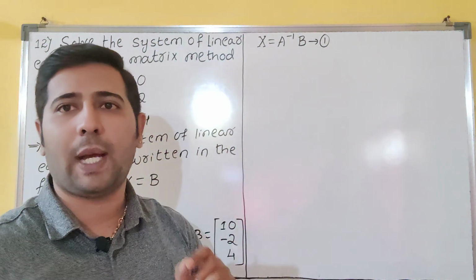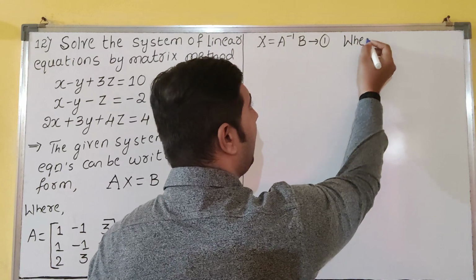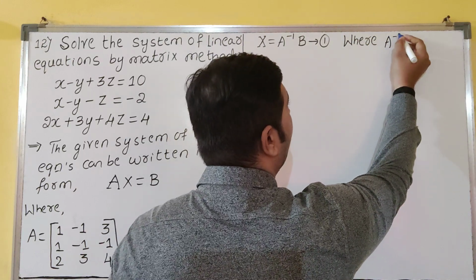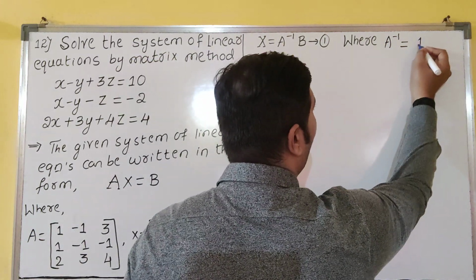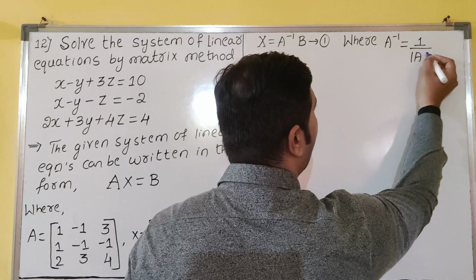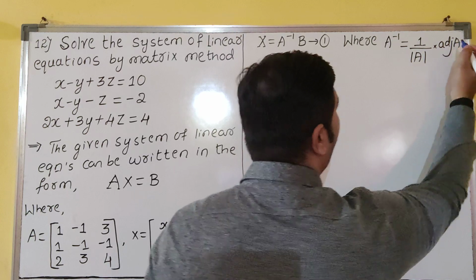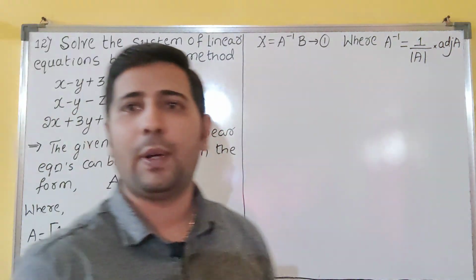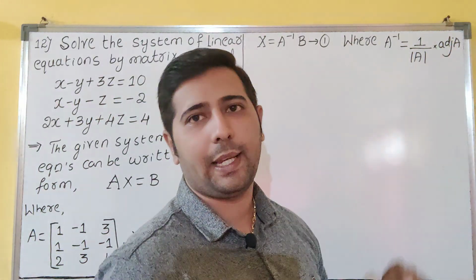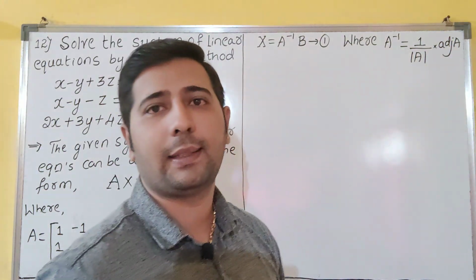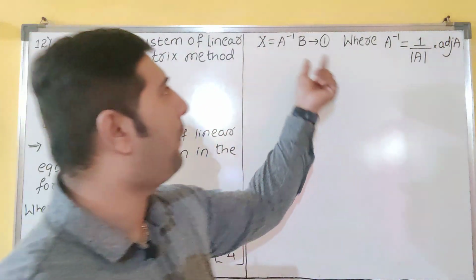Then how to find A inverse? I will write how to find A inverse also. A inverse is equal to, see here, we have a formula: 1 upon determinant A into adjoint of A, dear students. ADJ means adjoint of A, dear students, and this is determinant A. This is the way of finding A inverse. So now first we will find A inverse.